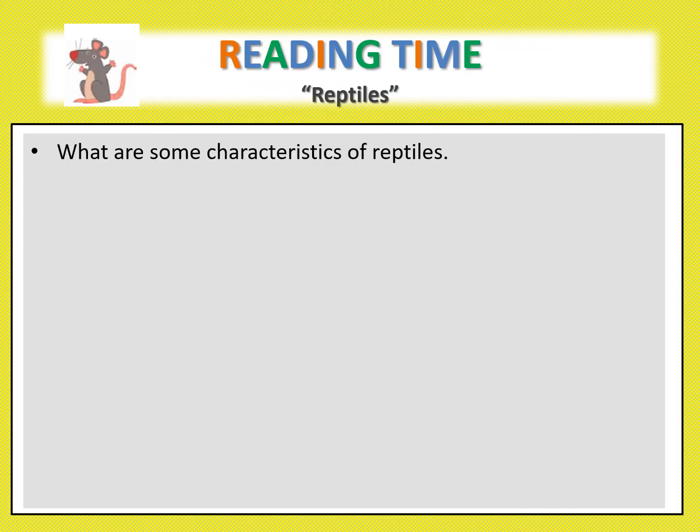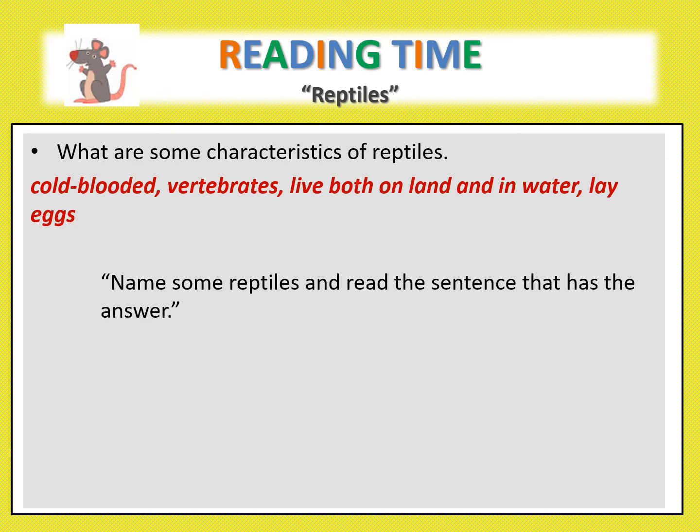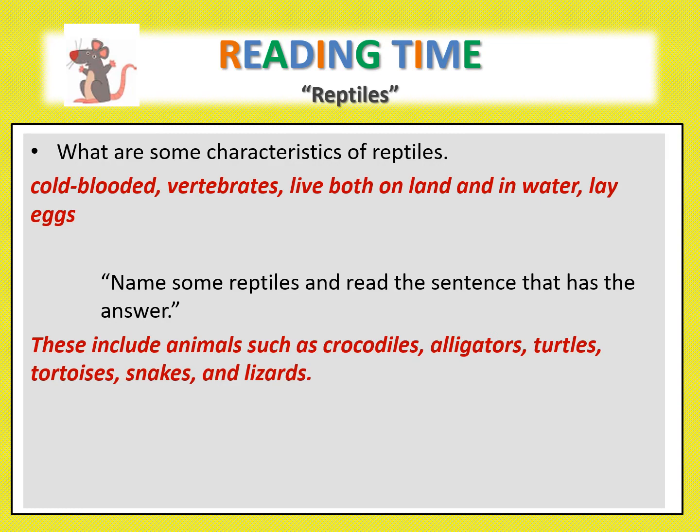So let's think back to these characteristics of reptiles. What are some that we read? Yes, they are cold-blooded, they're vertebrates, they live both on land and in water, and they lay eggs. Name some of the reptiles and read the sentence that has that answer. Very good. These include animals such as crocodiles, alligators, turtles, tortoises, snakes, and lizards.